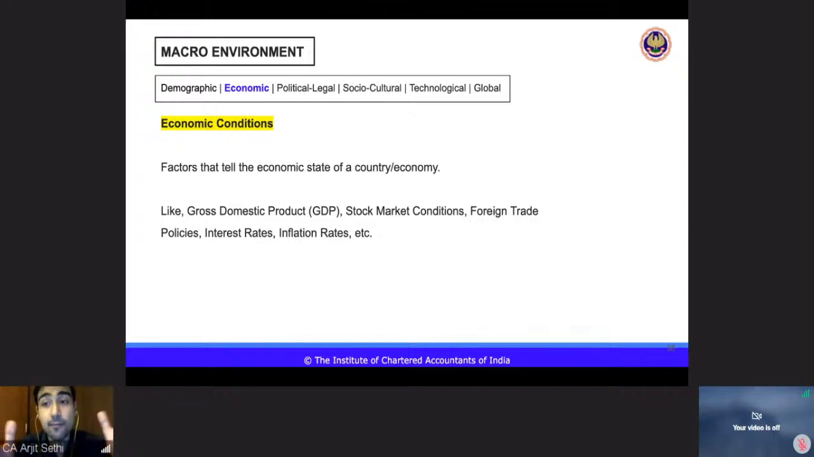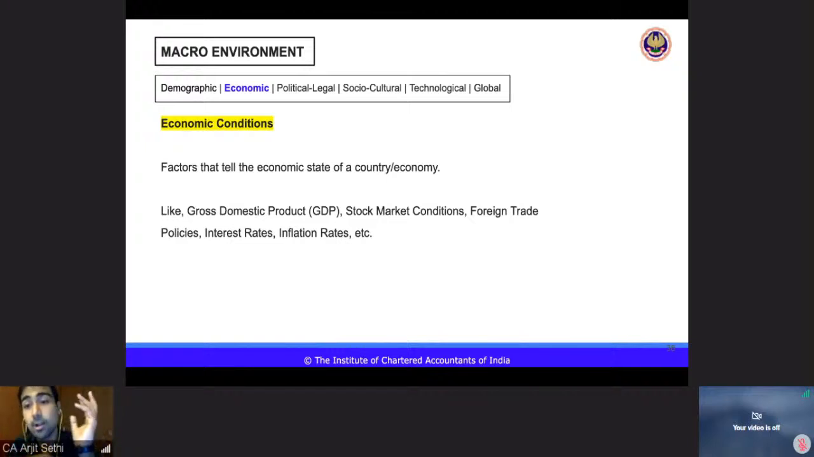India's GDP is somewhere around 2 trillion, right? 2 trillion USD is India's GDP, while USA's GDP is something around 20 trillion, right? So this is an economic condition. Which country is more better? Which country is higher in terms of economic structure? This is through economic conditions.